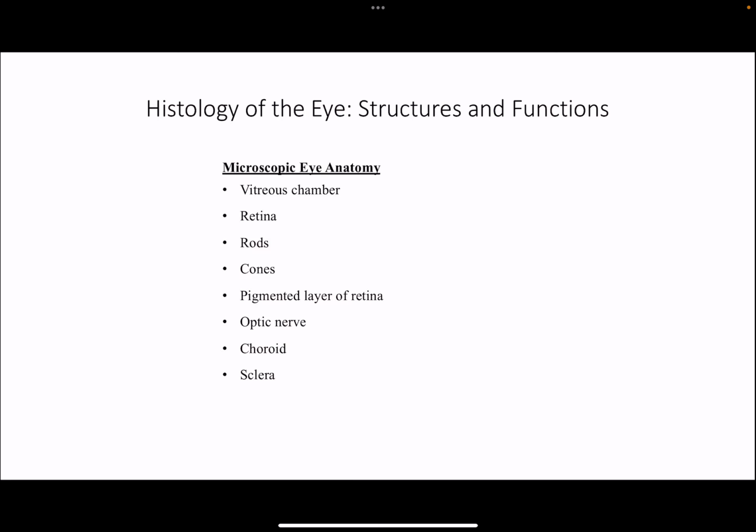So that was the dissection and model. Now we're going to go over the histology. What is histology? Mainly we're looking at the inner chambers, retina, choroid, sclera, and how they are arranged. Especially in the retina, those nerve cells, how they are arranged, and what the different types of nerve cells are that you see.